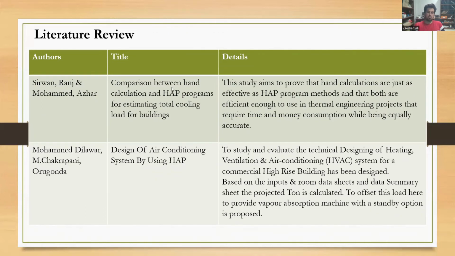And this one, a comparison between hand calculation and the HAP program for estimating total cooling loads for a building. We also did the same work like this. We did manual calculation and also designed our HVAC system for Sukkur IBA through the simulation program, the Hourly Analysis Program, and we compared these results at last. Then, design of air conditioning system by using HAP. In this paper, they designed the air conditioning system by using the Hourly Analysis Program. In this study, they evaluate the technical designing of heating, ventilation, and air conditioning system for a commercial high-rise building.